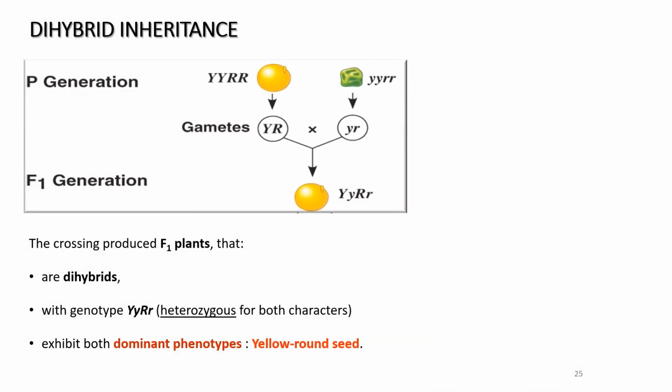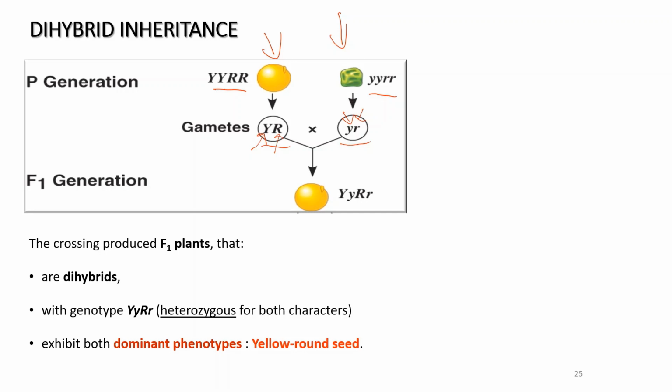Parental generation. The first parent, homozygous dominant for both genes with the phenotype yellow round seeds, crosses with another parent that is homozygous recessive for both genes with the phenotype green wrinkle seeds. 100% of the gametes for the first parent would have one dominant Y allele and one dominant R allele. And 100% of the gametes for the second parent would have one recessive y allele and one recessive r allele.